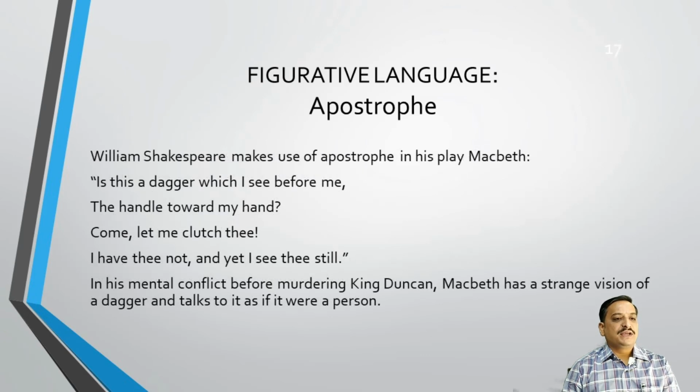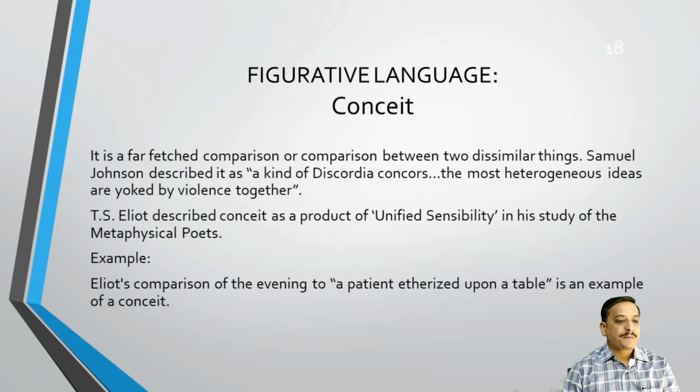Examples of personification from literature. We have William Shakespeare in his play Macbeth. "Is this a dagger which I see before me, the handle toward my hand? Come, let me clutch thee. I have thee not, and yet I see thee still." In his mental conflict before murdering King Duncan, Macbeth has a strange vision of a dagger and talks to it as if it were a person.